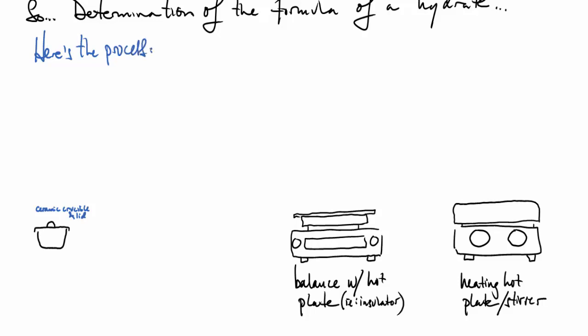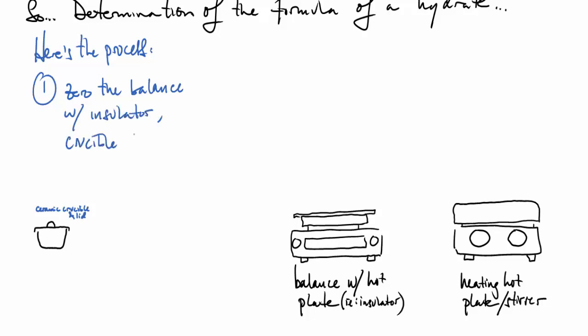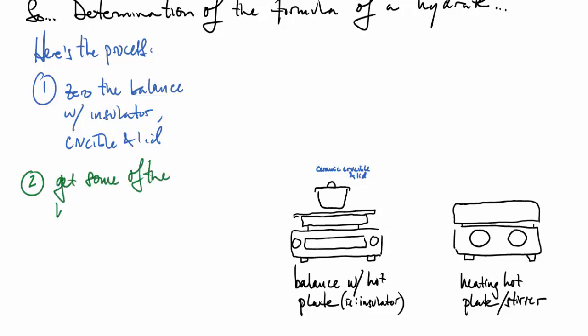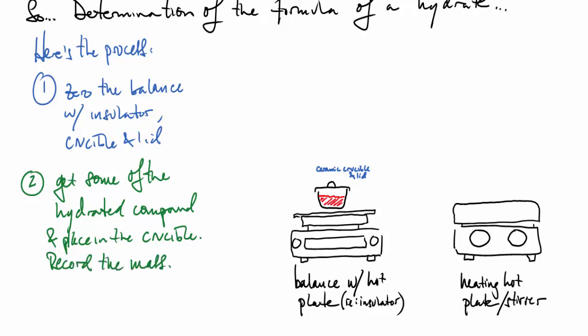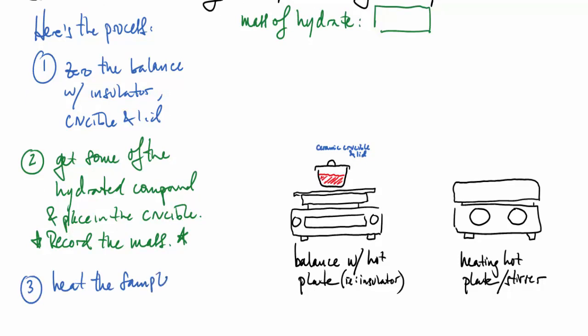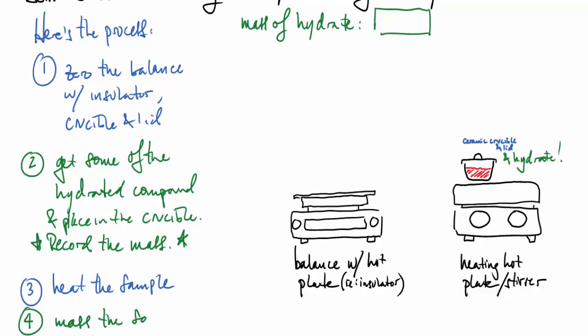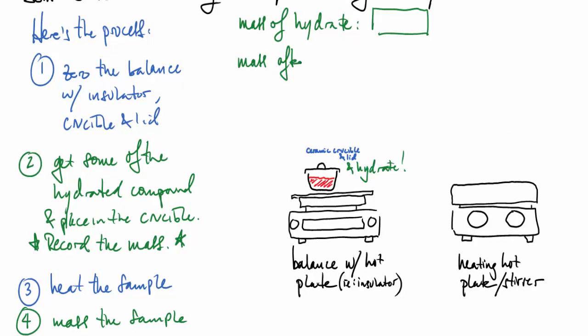And so here's the equipment and here's the process. First, you need to zero the balance with the insulator, crucible, and lid all on there so that you're reading 0 mass. So I put that on there and zero the balance. Second, get some of the hydrated compound and place it in the crucible. We're going to record the mass of that too. So put the hydrate in there and record the mass of the hydrate, whatever it is. Then take the crucible and lid and hydrate and heat it up and mass it again.